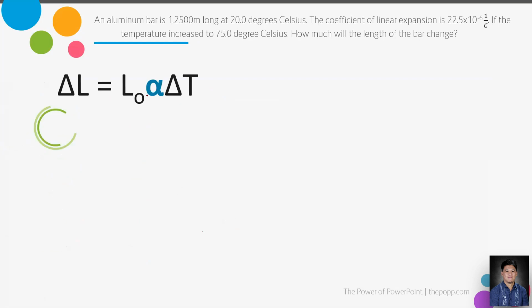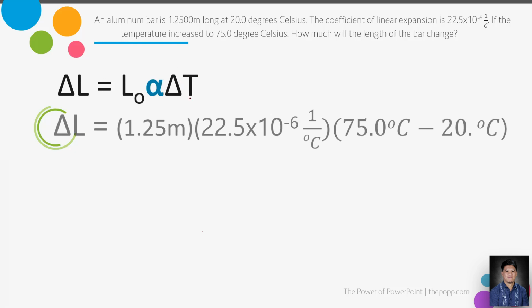Change in length is equal to initial length times alpha times the change in temperature. Change in temperature is equal to final minus initial temperature. Ang ating initial is 1.2500 meter. Ang ating alpha is 22.5 times 10 to the power of negative 6, 1 over degree Celsius. The final temperature is 75.0 degrees Celsius, and the initial is 20.0 degrees Celsius.